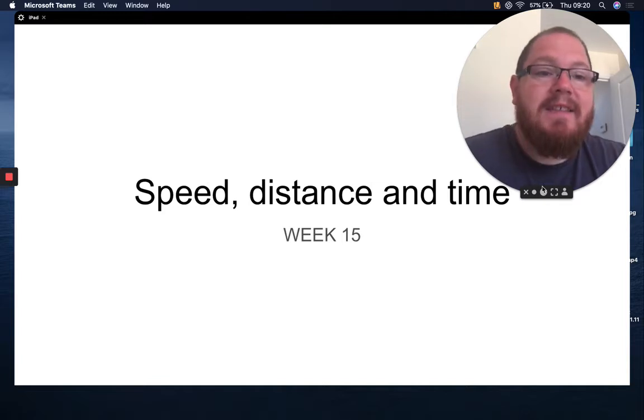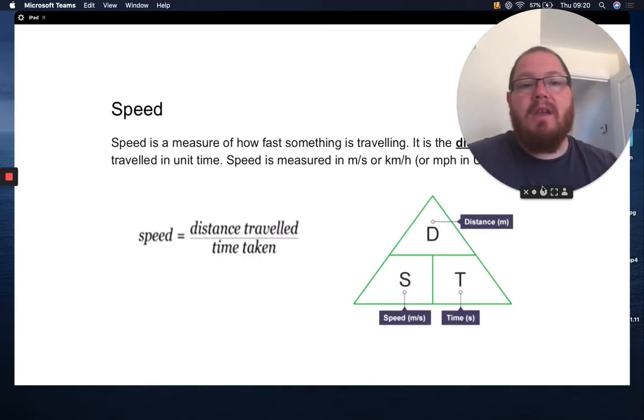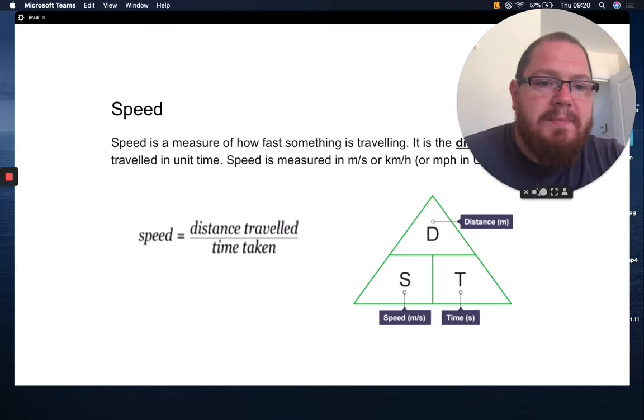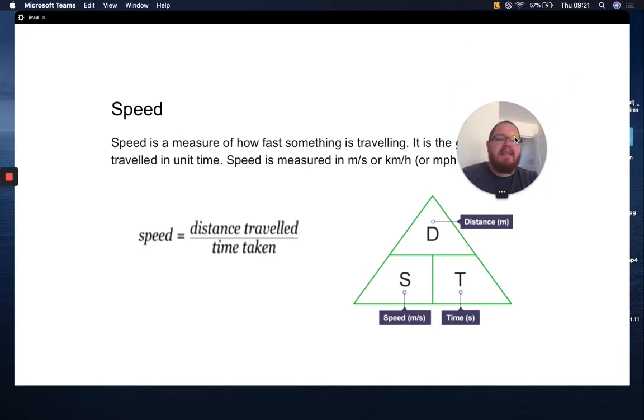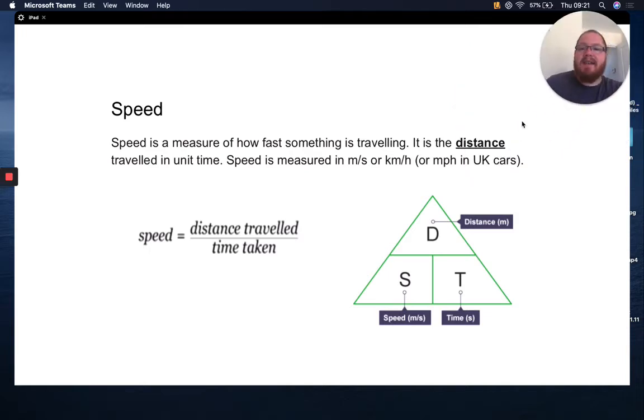So, speed, distance, time. We all know what speed is, really, in a roundabout sense, but in the terms of a subject like physics, it is the distance travelled in a unit time. So, when you're walking, you're going to cover a distance. The time it takes you to cover that distance is going to be your speed. So they're very much linked up.